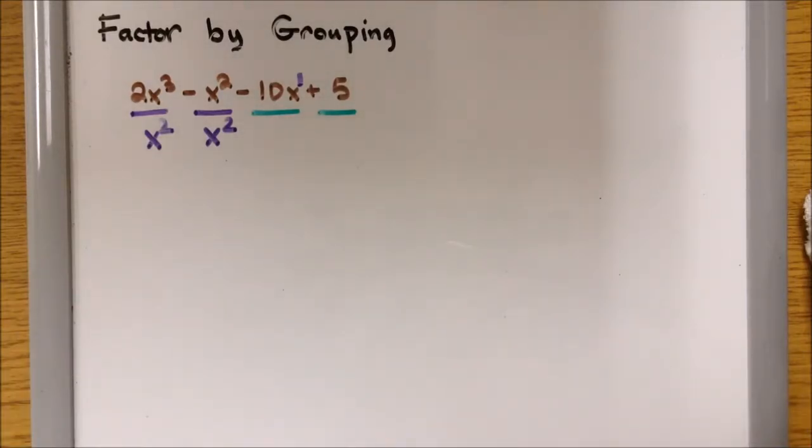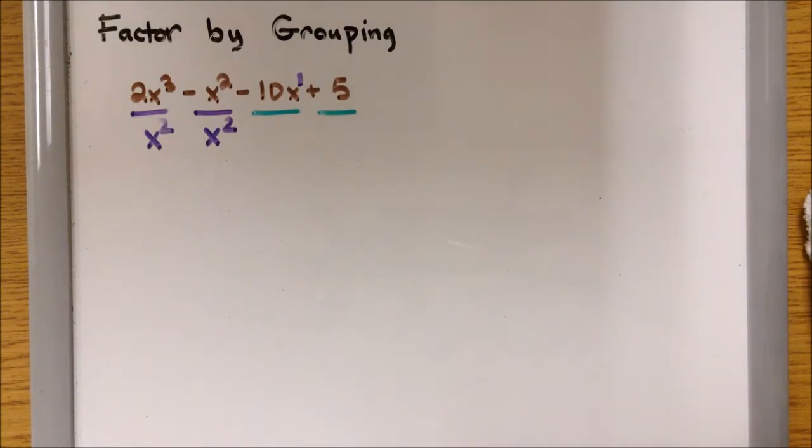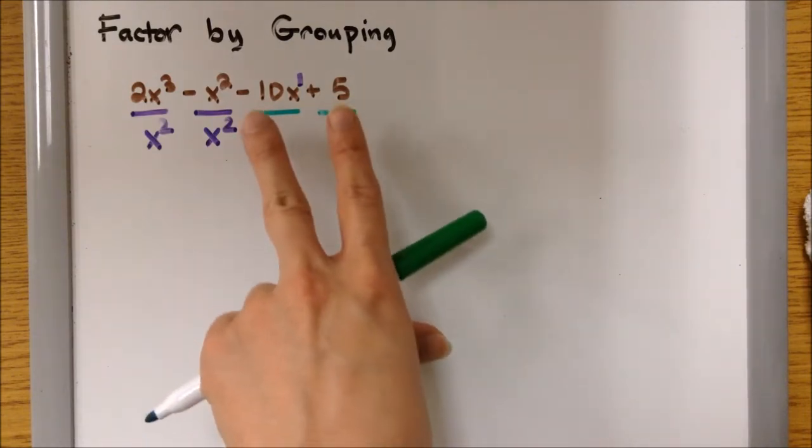And then I do the same thing to the right side, the last two terms. I look at what's common between negative 10x to the 1 power and 5. The only thing that's common is the number, which is 5.